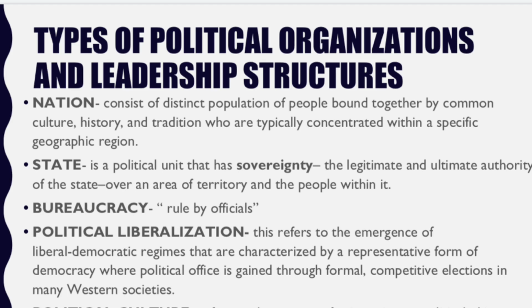Also, we have three types of authority. First, we have traditional, charismatic, and legal rational authority. Traditional authority is based on long-established customs and traditions. Charismatic authority is based on presumed special, extraordinary characteristics or qualities possessed by an individual that enable him or her to lead and inspire people. Legal rational authority is based on a clearly defined set of written rules and laws or constitutions.